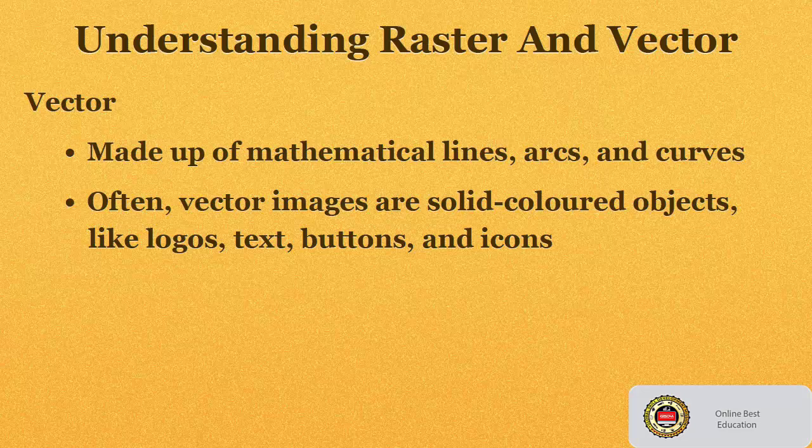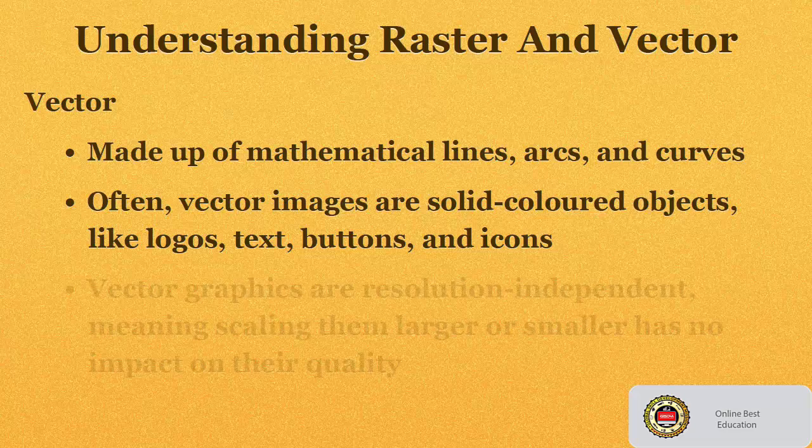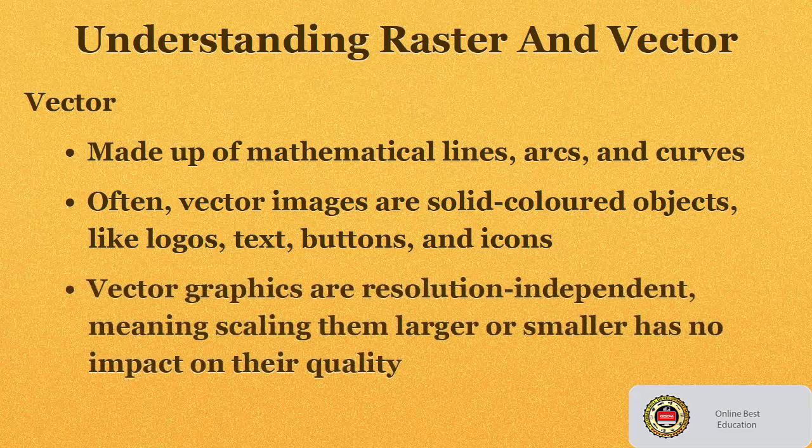So maybe look around the room just for a moment and see if you can spot any vector graphics, logos on the sides of products or icons or buttons, things like this. Okay? Now, vector graphics are the opposite to raster graphics. They are resolution independent because they're all based on math. So this means that we can take a logo or take some text and we can scale it larger or smaller, and it has no impact on the quality. Okay? I love working with vector objects and vector graphics for this specific reason.